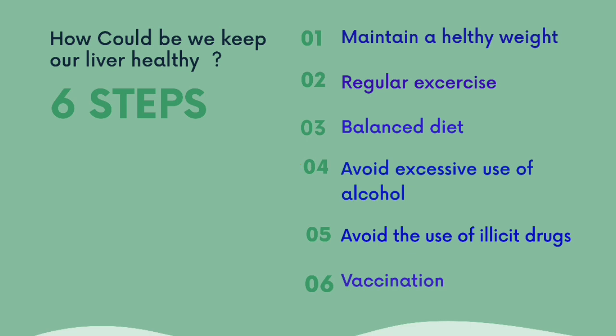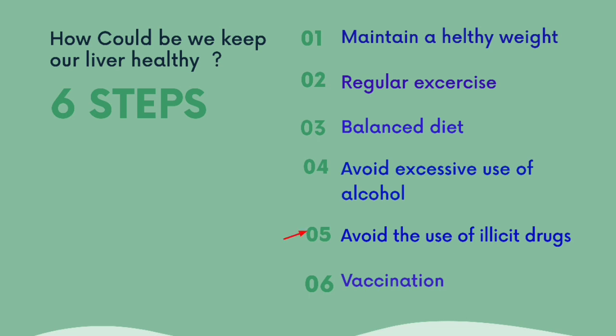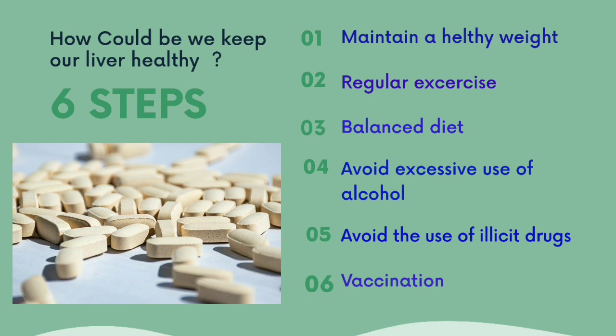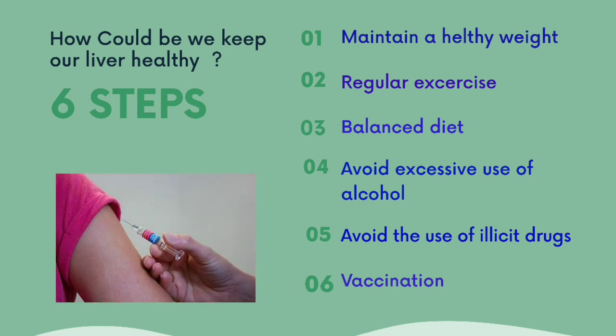Then fourth, avoid excessive use of alcohol. And fifth, avoid use of illicit drugs that are banned and not in regular use, like heroin, hashish and hallucinogens and many more. Last, vaccination. Vaccination is also available for certain liver problems like hepatitis A and hepatitis B.